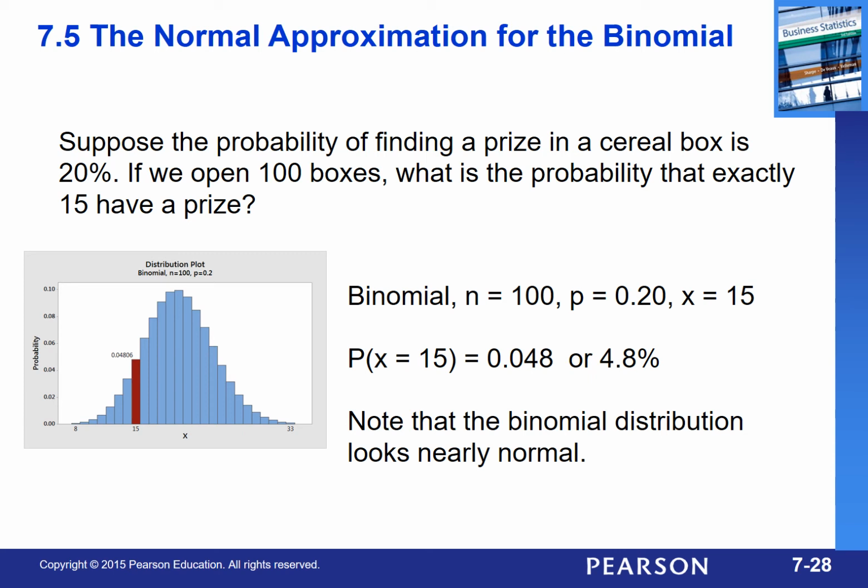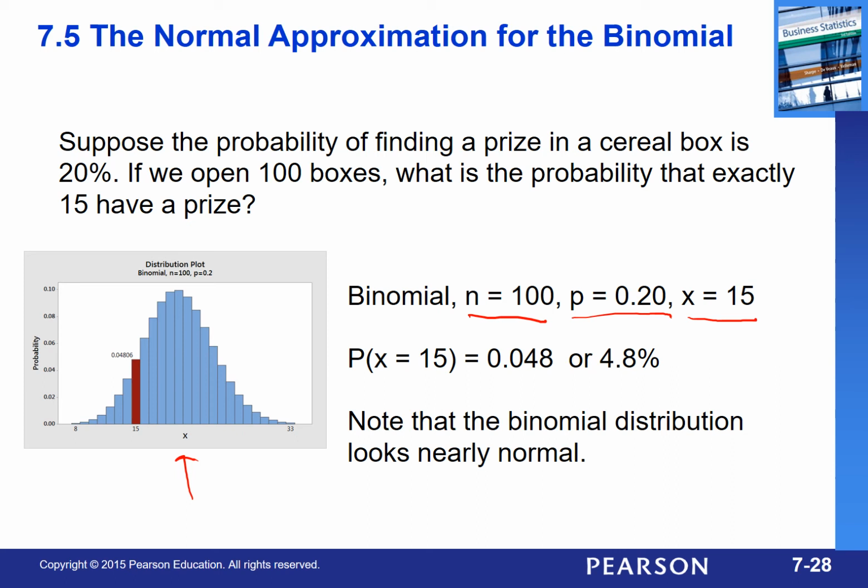Okay, so here's an example. Suppose you're finding a prize in a cereal box, and it happens about 20% of the time. If you open 100 boxes, what's the probability that exactly 15 of those you have opened has a prize? So here's what we're looking at. It's a binomial. My n is 100, my p is 0.20, and my number of successes that I'm interested in is 15. So if you did this with the binomial, this is what it would look like. So I've got the binomial graph over here. I'm hoping as you look at this, you notice, oh my, that looks very normal. And we can actually check that it's normal too.